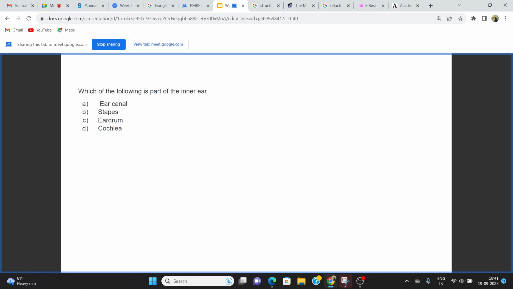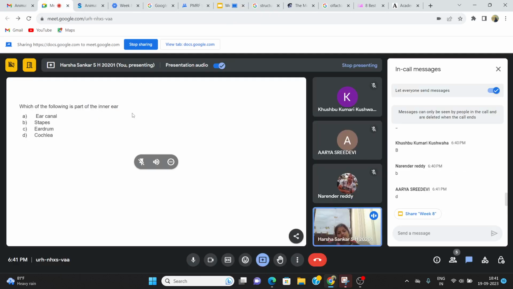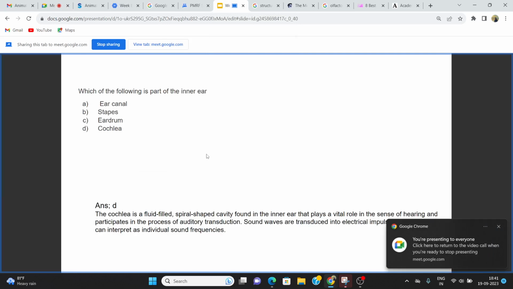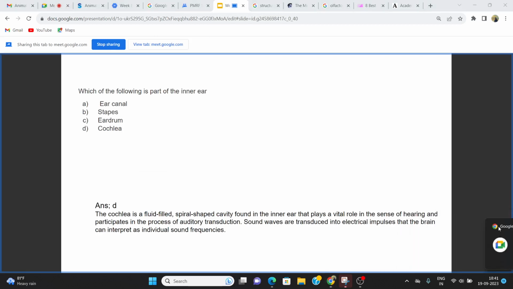So next question is, which of the following is a part of the inner ear? Ear canal, stapes, eardrum, cochlea. Inner ear. We also saw the figure, right? Inner ear is basically a fluid filled sac which looks like the shell of a snail. That is called as cochlea. So basically, cochlea is a part of inner ear.